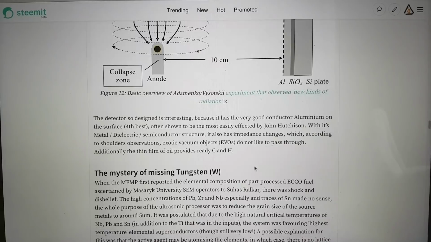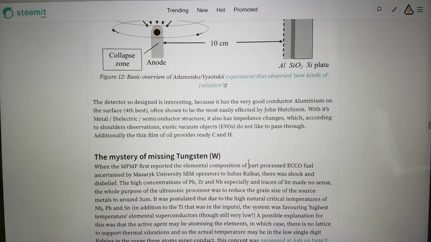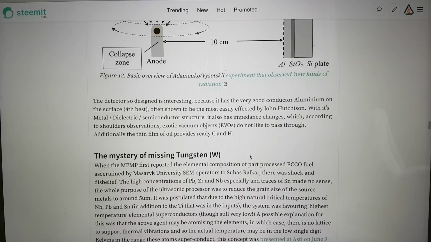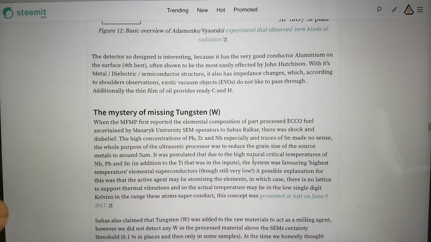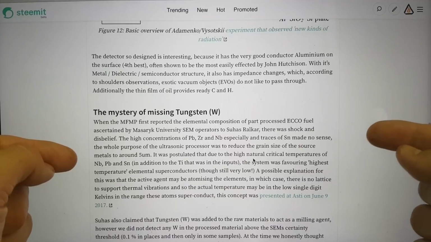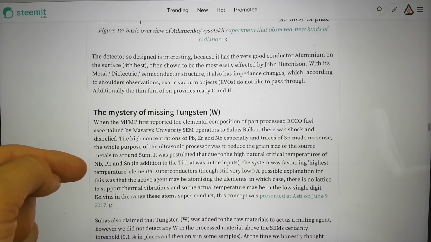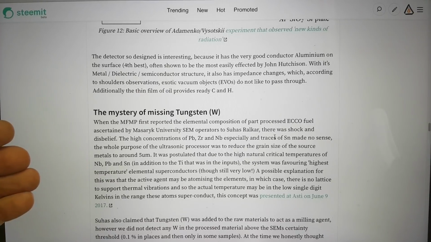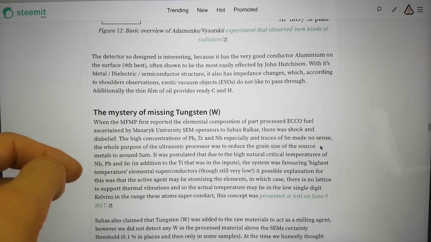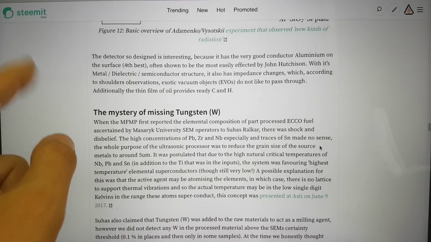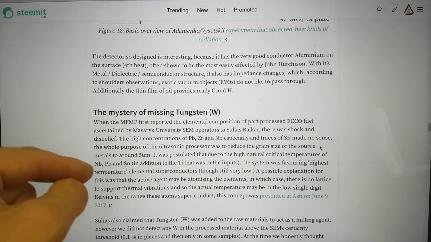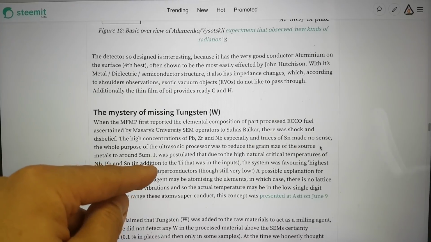Now, I want to come on to what I'm calling the mystery of the missing tungsten. Now, I'm going to read it straight. When the MFMP first reported the elemental composition of the part processed echo fuel ascertained by Masaryk University SEM operators to Suhas Ralkar, there was shock and disbelief. The high concentrations of lead, zirconium, and niobium especially, and traces of tin made no sense. The whole purpose of the ultrasonic processor, as I said before, was to reduce the grain size of the source metals to around 5 micrometers.